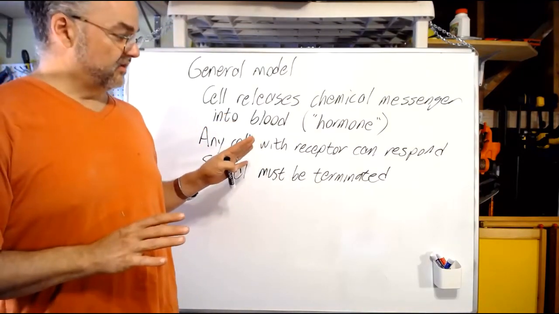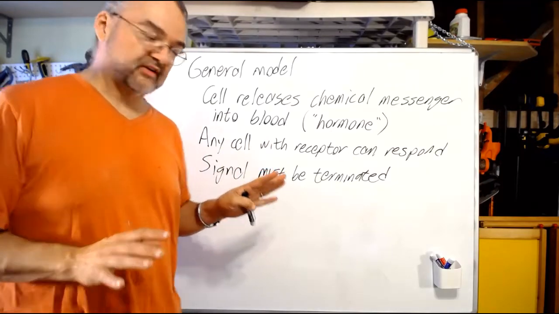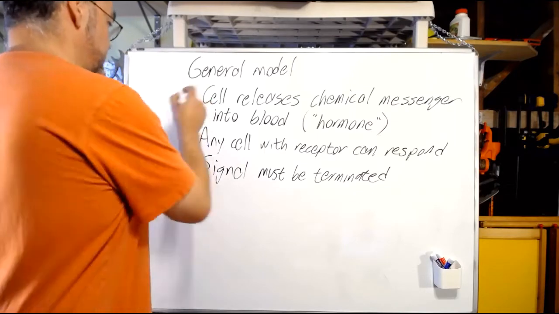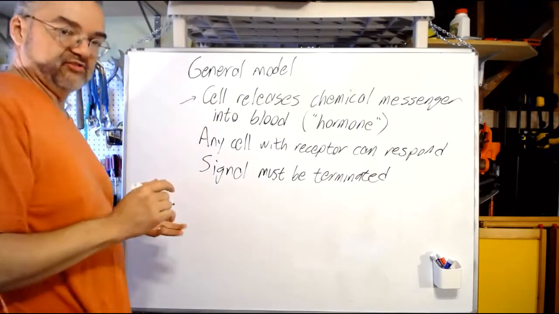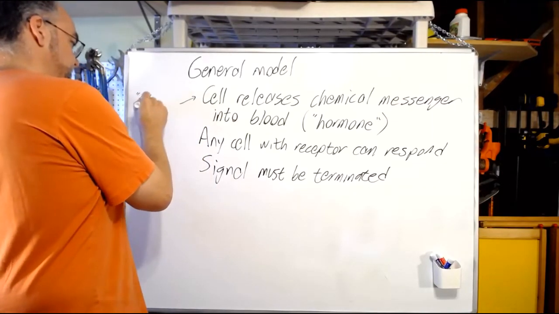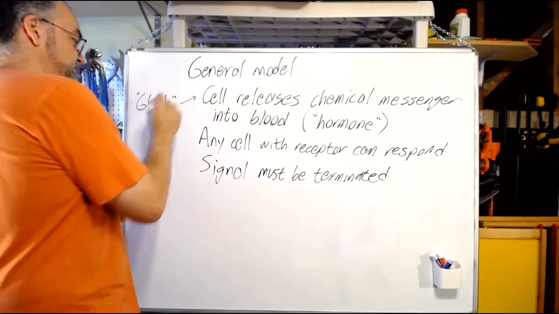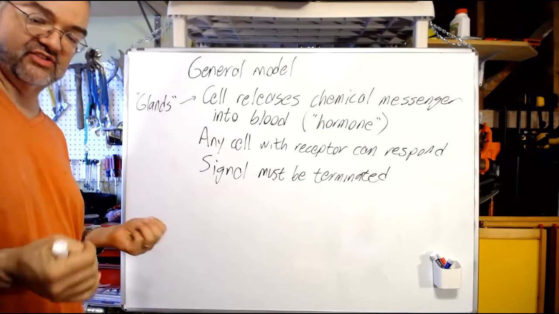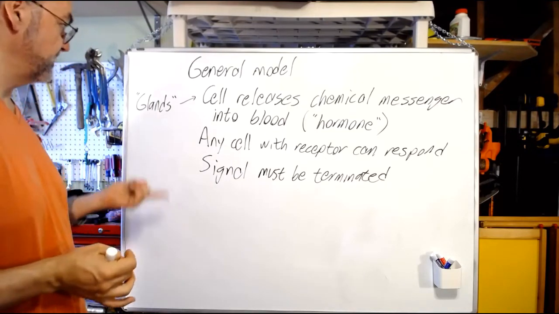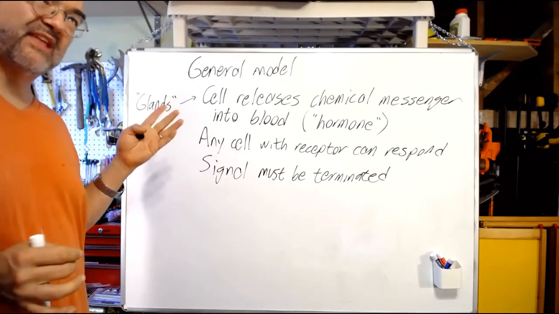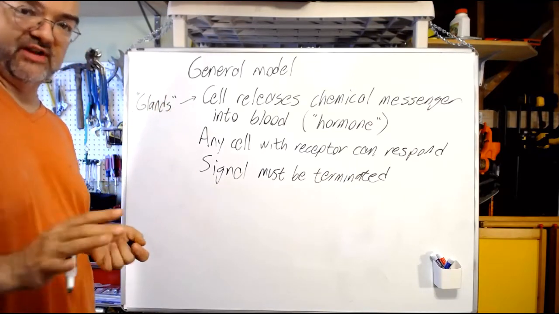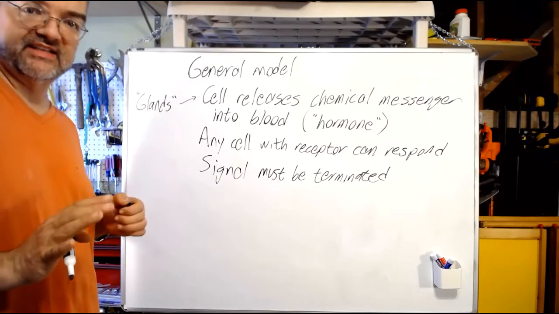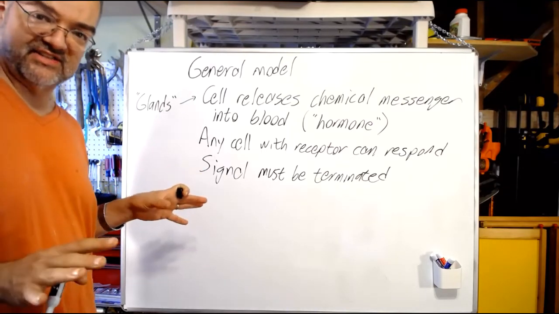Now, it's worth taking a moment to talk about how, I've said here, cells releasing chemical messengers. Usually when we think of the endocrine system, we think of glands. We think about specific organs called glands, and the job of a gland is to secrete some sort of chemical messenger. But that's not always the case for endocrine transmission. It kind of usually is. So let's take a moment to talk about the idea of glands and other things that can secrete chemical messages.